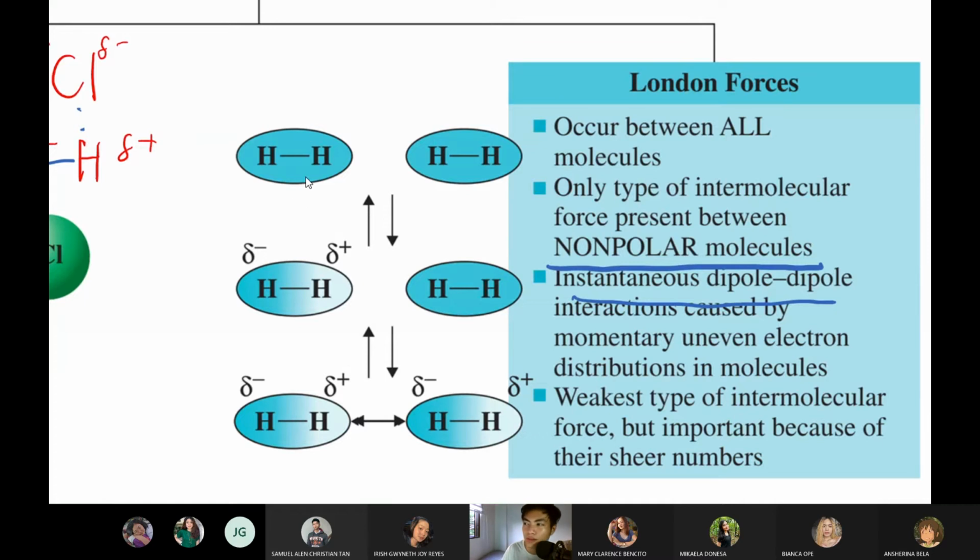Okay? So again, pag nagbungguan sila, the electrons will ripple out, creating partial charges. So magkakaroon ng instantaneous dipole dito. However, that instantaneous dipole is instantaneous. Ibig sabihin, mabilisan lang. So yung ripples, mawawala din. So balik sila sa nonpolar. Okay? So yun lang yung concept for London forces.